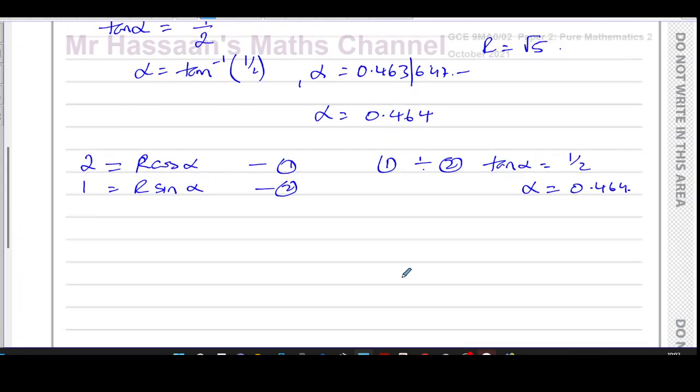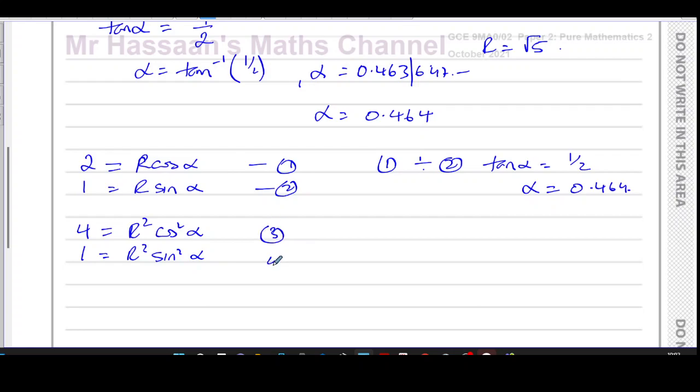Okay, and the way to work out r using this other method is if you take equation 1 and you square it, you get 4 equals r squared times cosine squared alpha. You take equation 2 and you square it, you get 1, because 1 squared is 1, equals r squared times sine squared alpha.